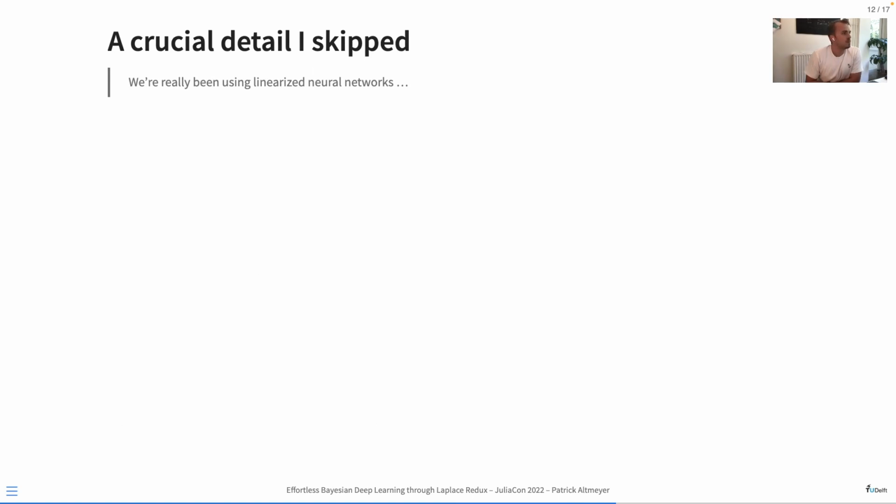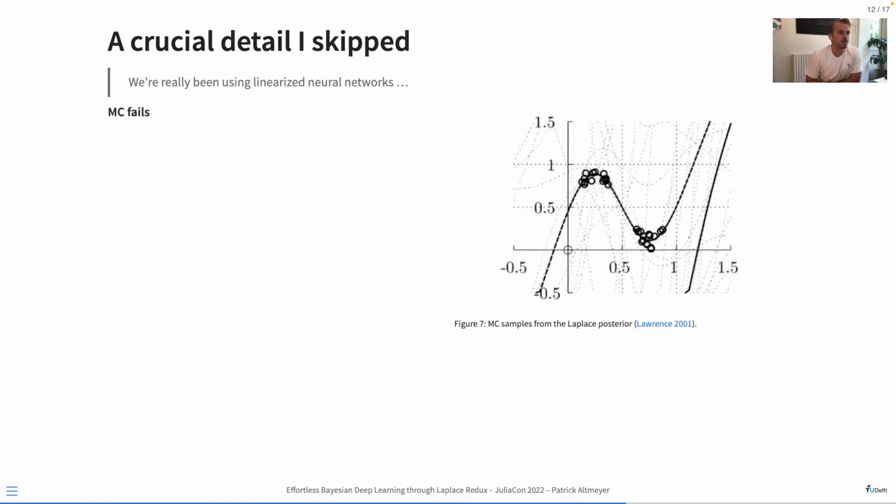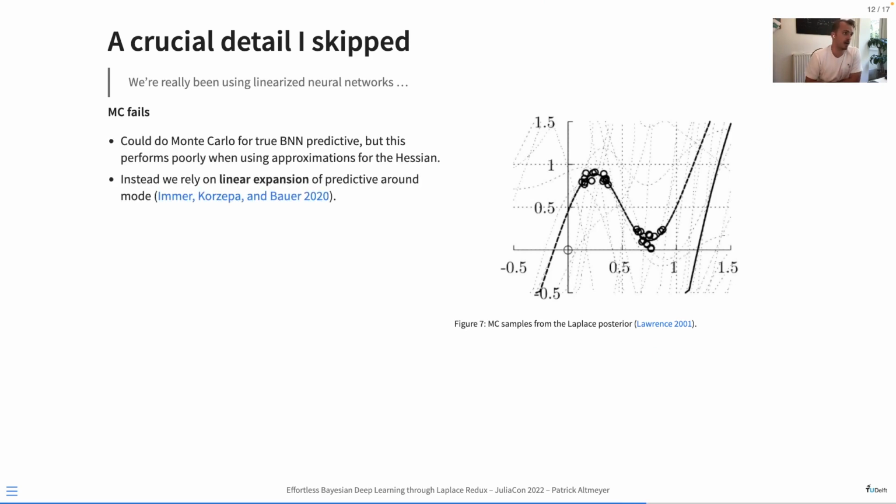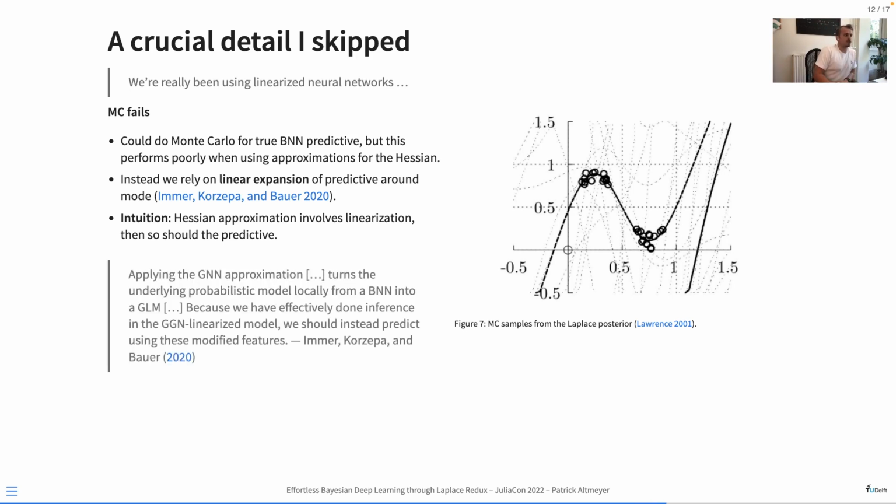A small detail that I skipped, I won't go into this too much, but essentially all of the recent success of this relies on this paper by Immer et al, where they propose using a linearized neural network instead of just sampling from the Laplace posterior, which has been shown already 20 years ago to not perform very well. And just to give you some intuition, the Hessian approximations that we use, particularly in the higher dimensional setting, involve some sort of linearization. So we should also be linearizing things at the prediction stage.